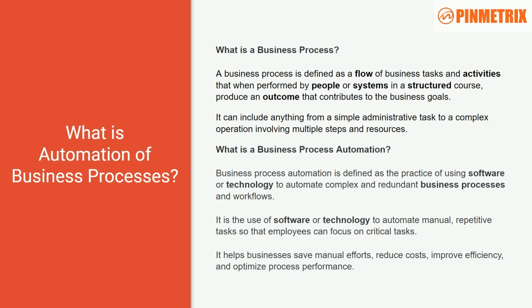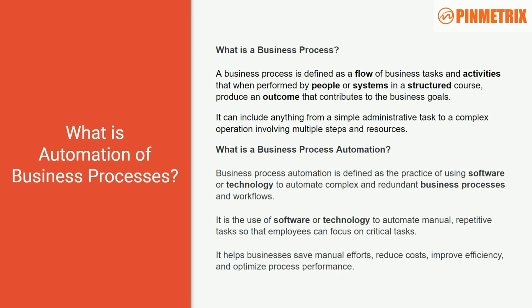So what does it mean to have business process automation? This is defined as a practice of using technology and software to automate complex and redundant business processes and workflows. It is the use of this same software or technology to automate manual, repetitive tasks so that employees can focus on critical tasks. It helps businesses save manual effort, reduce cost, improve efficiency, and optimize process performance.